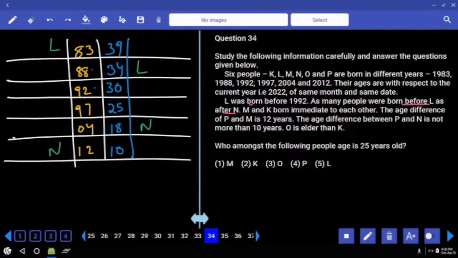Now, does it fit or not? L and N. M and K were immediate to each other. Now, these M and K are immediate to each other. In this case, MRK must be in this order. Clear? M and K are adjacent to each other. Then next one, M and K are adjacent.